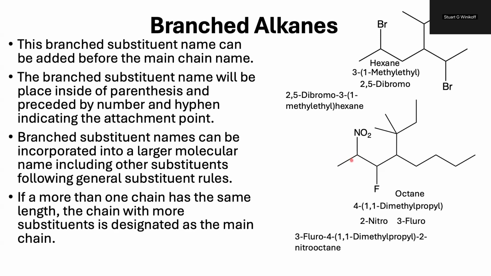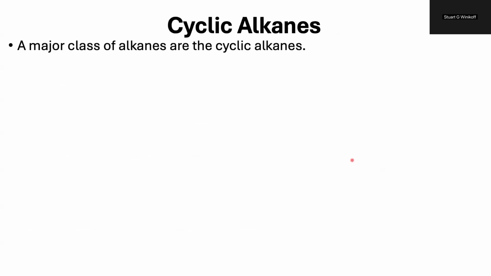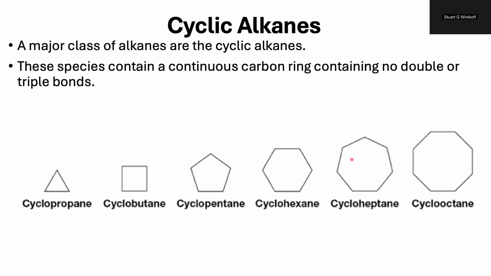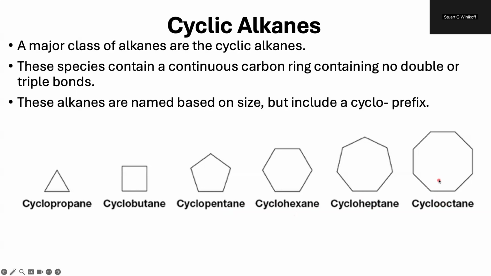So again, the big trick with these IUPAC names is not to get overwhelmed, but break them down into their core components. And we can continue this process as I include cyclic alkanes. So these are essentially where I have a continuous carbon ring that has no double or triple bonds. So for example, I can have a cyclopropane where it's 3 carbons, cyclobutane with 4, and so on and so forth with 5, 6, 7, and 8 carbon rings. Again, no double or triple bonds, meaning I'm dealing with an alkane species.